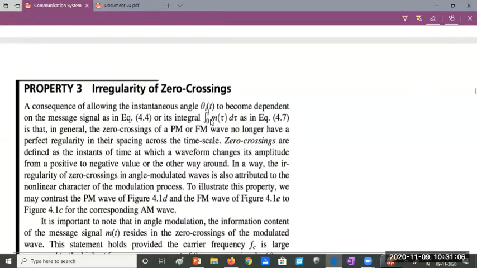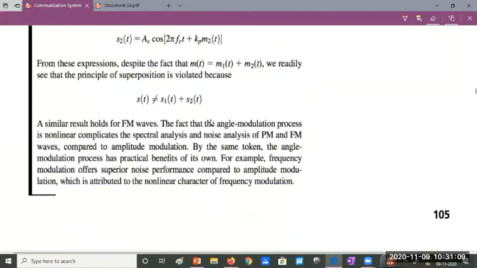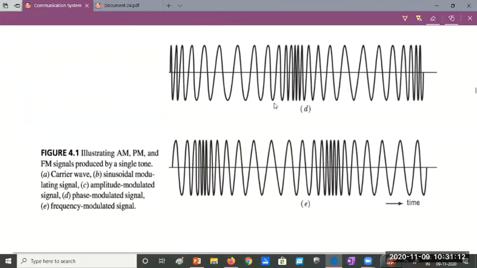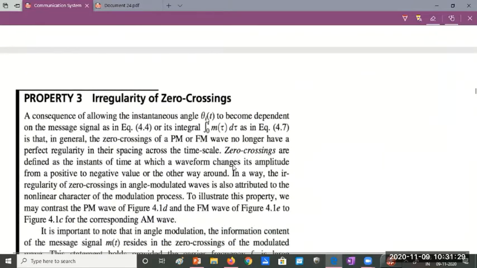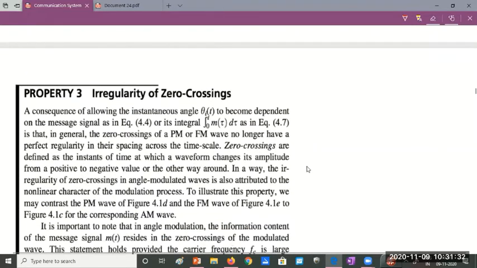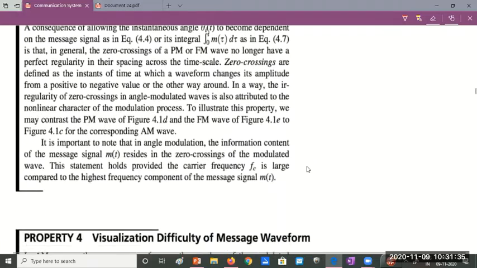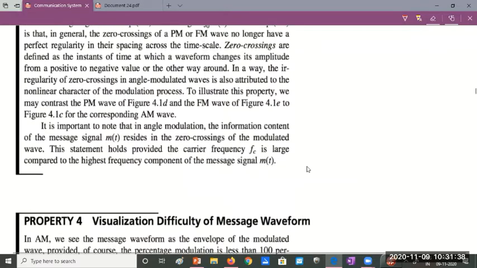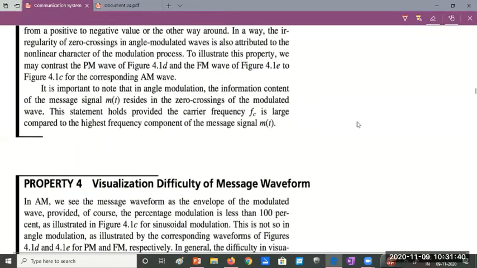either from positive to negative or from negative to positive. As you observed in the waveform here, the distance between this zero crossing and this one is different, whereas the distance between this one and this one is different. So surely in phase and frequency modulation, we see irregularity in the zero crossings. And this effect also is due to the non-linearity of the angle modulation scheme. The non-linearity causes this, and this is the main useful property for us.